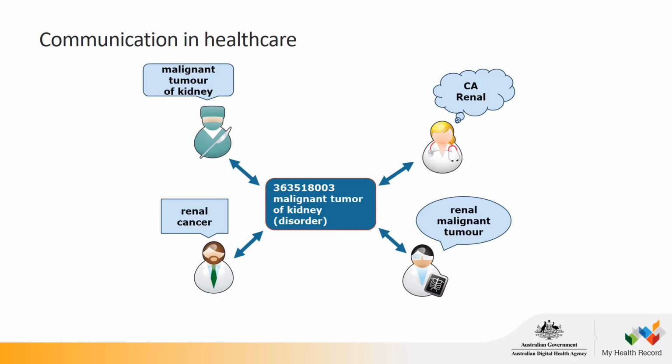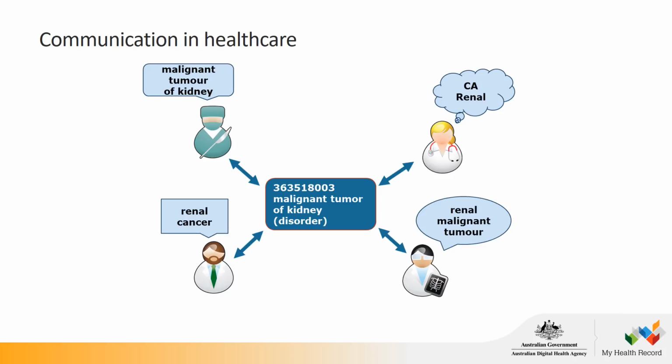The flip side of this is that one idea or concept could be expressed in many different words. In healthcare, there are many different specialties and clinicians you interact with, and each one can have a different way of expressing the same thing. The specialist may record a diagnosis as renal cancer, whereas the surgeon refers to it as malignant tumour of kidney. The nurse knows it as CA renal, and the radiographer sees a renal malignant tumour. Humans are fairly quickly able to discern whether they mean the same thing, which is the concept in the middle, malignant tumour of kidney disorder.